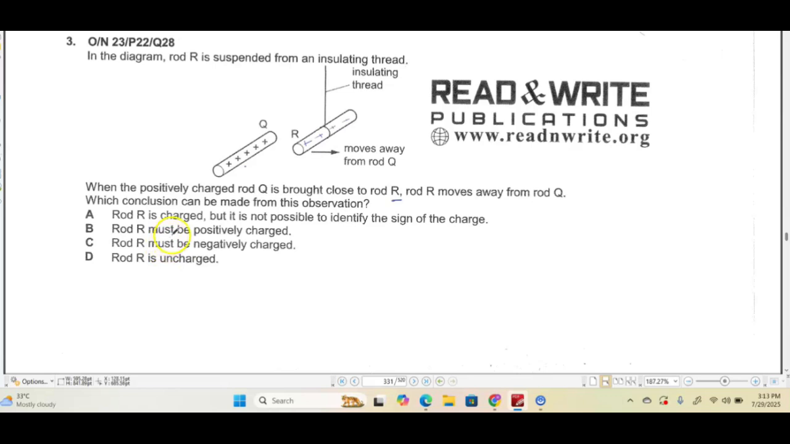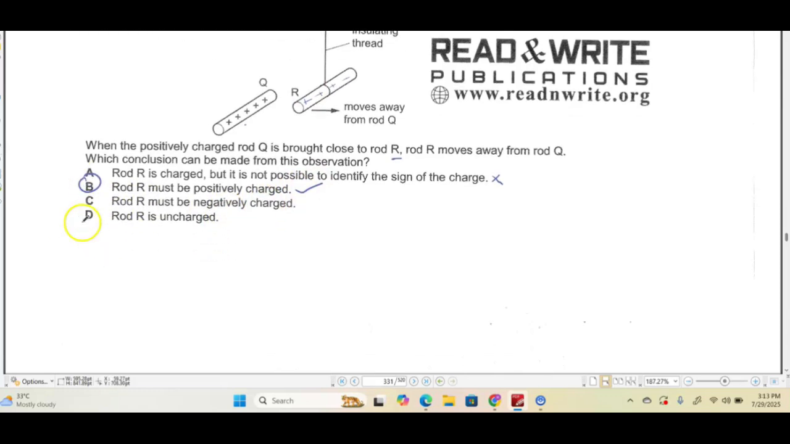Okay, so same charges we know that repel. So rod R is charged, but it is not possible to identify the sign of the charge. We can identify it, so it's wrong. Rod R must be positively charged. Yes, this is true, and B is our correct option. Okay?